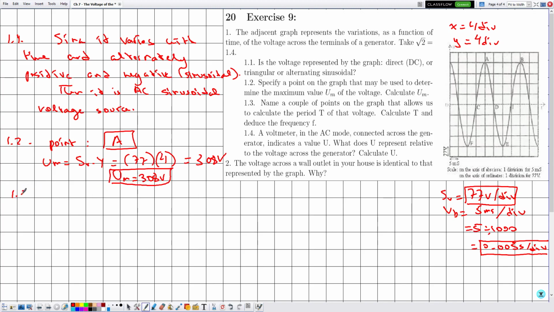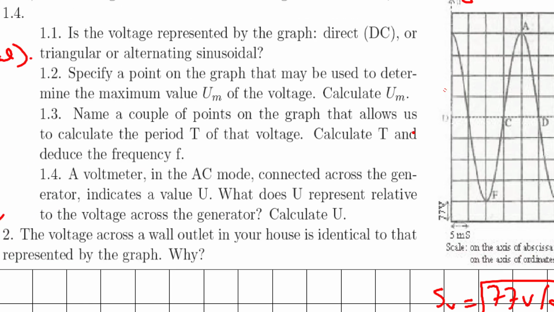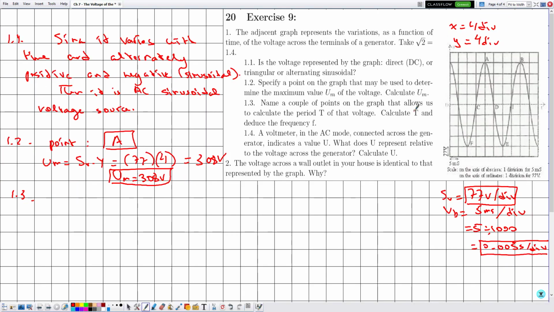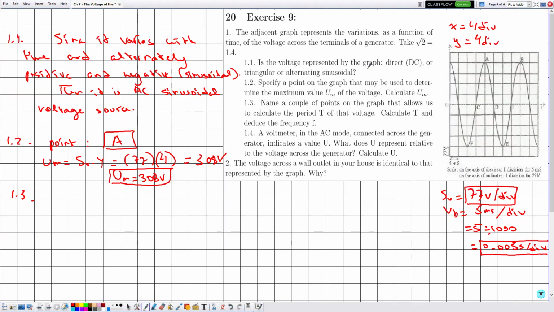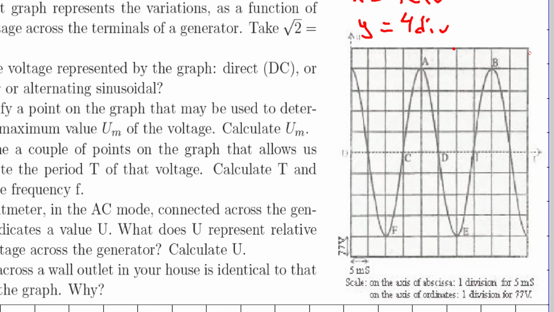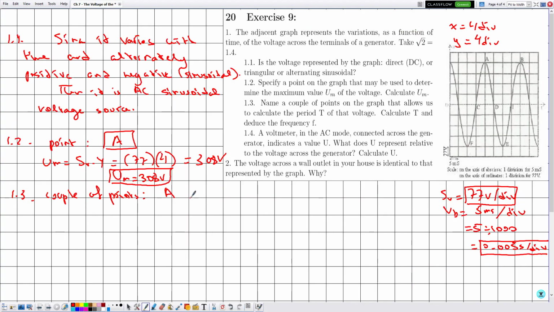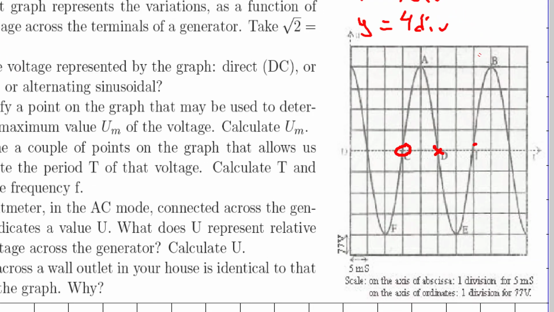Now as for 1.3, they are telling us to name a couple of points on the graph that allows us to calculate the period T of that voltage. So the period is usually determined by first determining X that we have done. And here, since they are telling us a couple of points, it means that we need to give them 2 points. Couple means 2. Then simply the points can be A and B. One can even say C, skip a point, choose another point, C and I. Even F and E, all of these answers are accepted.